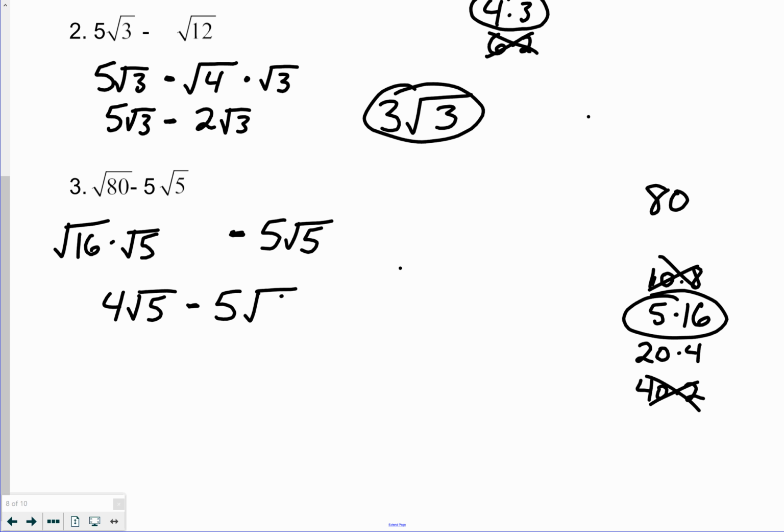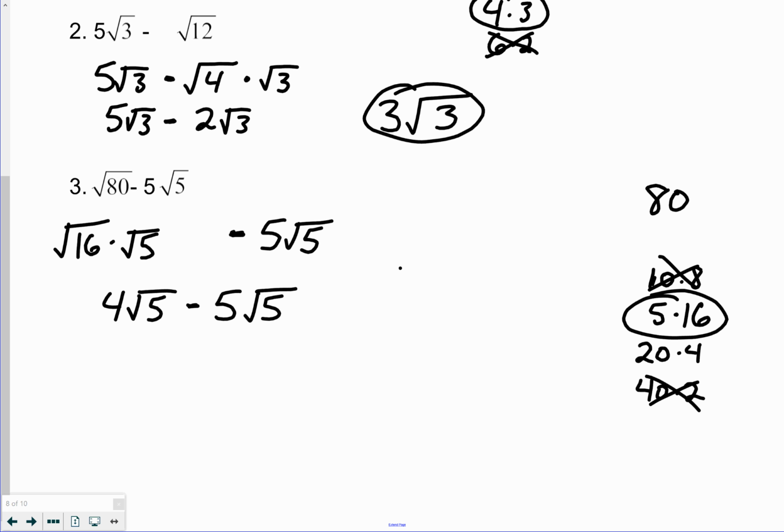Always. Now, let me say, always check if the other one can't be simplified either. Because there might be a question like, what's the square root of 80 minus the square root of 12? Then you've got to simplify both. So it works if you've already got one simplified or you've simplified one already. You're trying to get the same radicand.